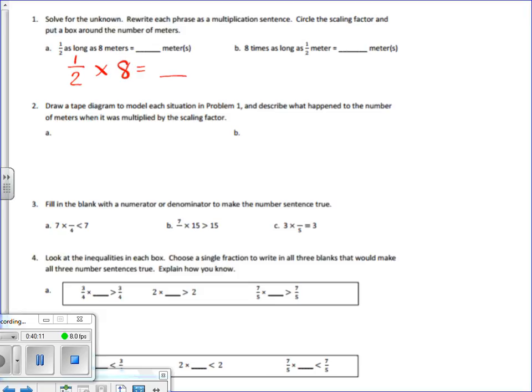So, it says circle the scaling factor. So, circle the scaling factor. Put a box around the number of meters.